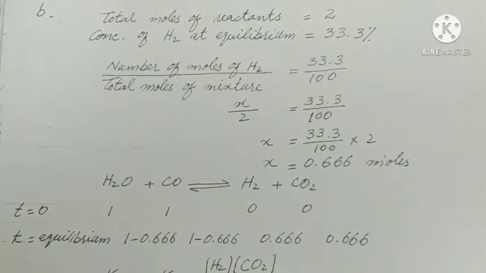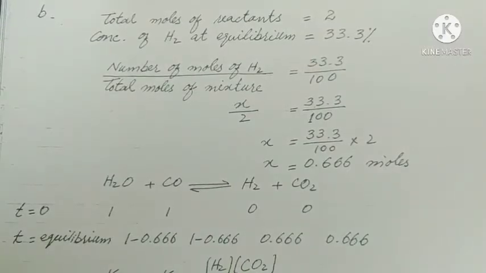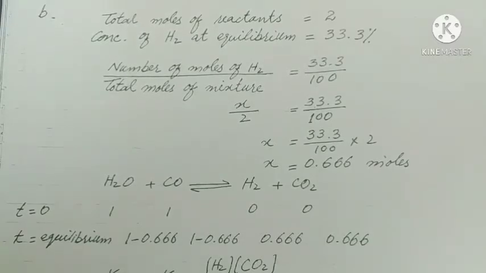Solution of part B. The total number of moles of reactants is 2. The concentration of hydrogen at equilibrium is equal to 33.3%. The number of moles of hydrogen divided by the total number of moles of mixture is equal to 33.3 divided by 100. The number of moles of hydrogen is X and the total number of moles is 2, equal to 33.3 over 100. Take 2 to the right hand side, it will multiply, then X is equal to 33.3 over 100 into 2. The value of X is 0.666 moles.